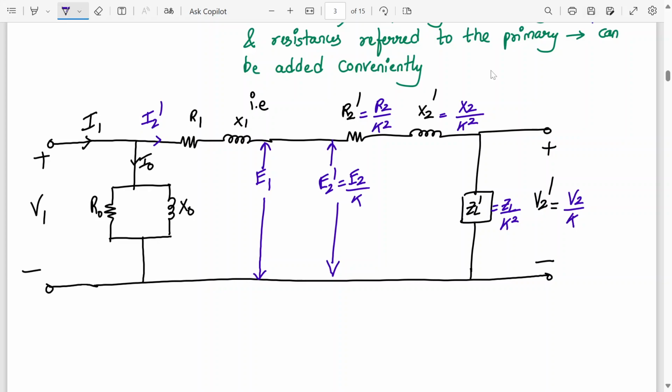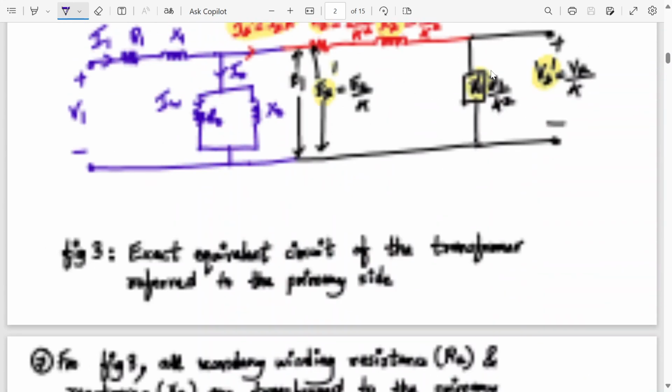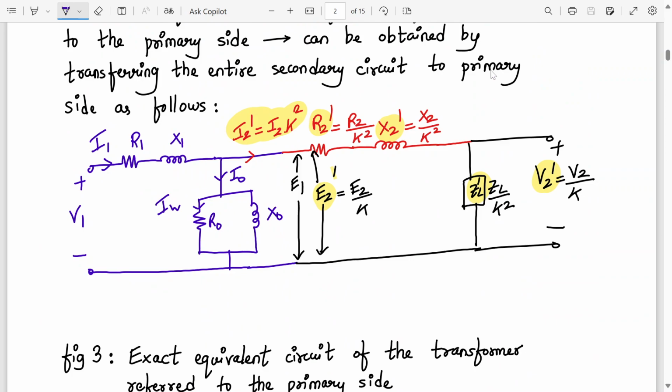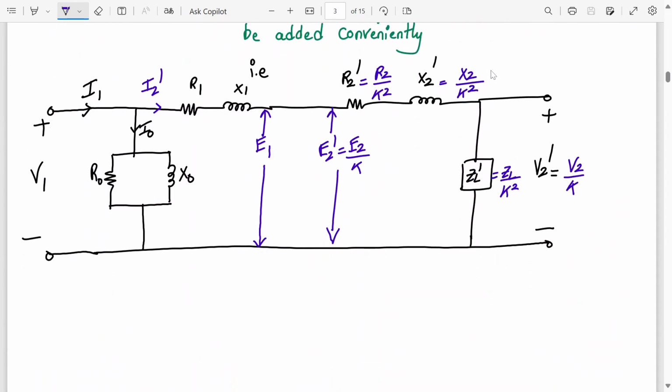I have written these only, na? Just check. Yeah, this only. Please draw this. So this current will be IW plus I mu. Alright?